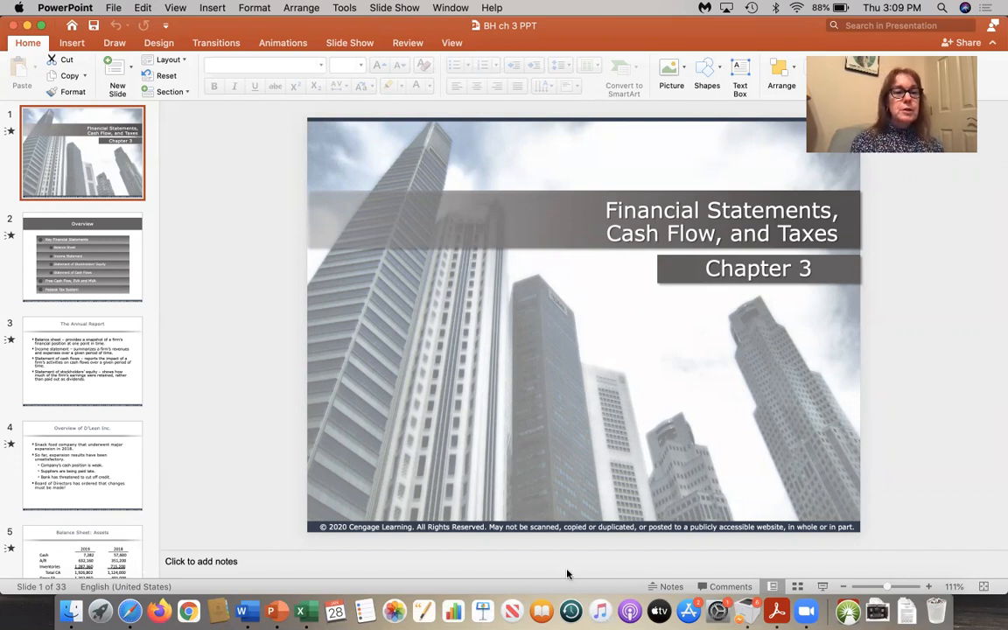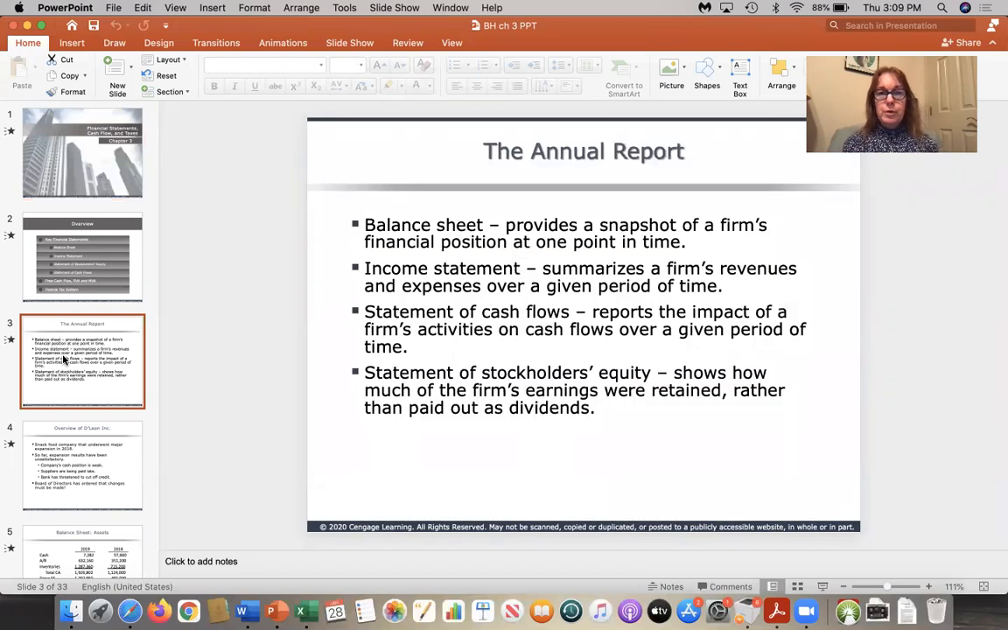All right, so let's dive right into the information here. Okay, so what's in an annual report? These are the 4 financial statements that are in an annual report.